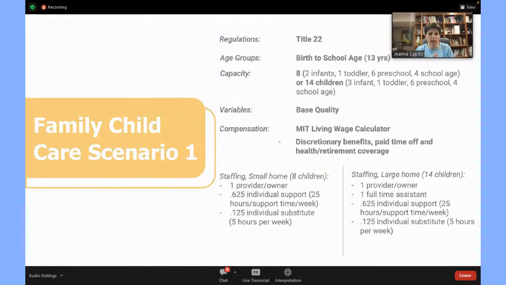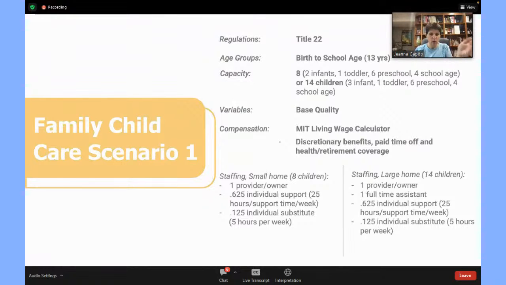Again, we're only running the position costs or compensation using the MIT living wage calculator information that we looked at in the purple section of the deck. And then the other pieces around discretionary benefits and those other elements of variables, this is that base quality column, not the meeting Title V regulations, but the base quality column. We did, again, a summary of what staffing then looks like for the small home or the large home.